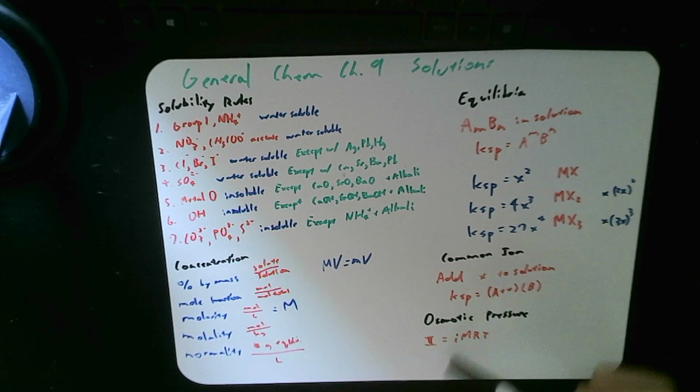Osmotic pressure depends on what we said in normality also. So if you have NaOH, then that's two ions that are going to dissociate. So that's what i is. M is the concentration, R is the gas constant, and then temperature.